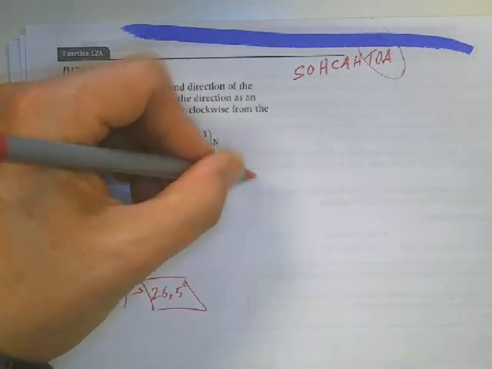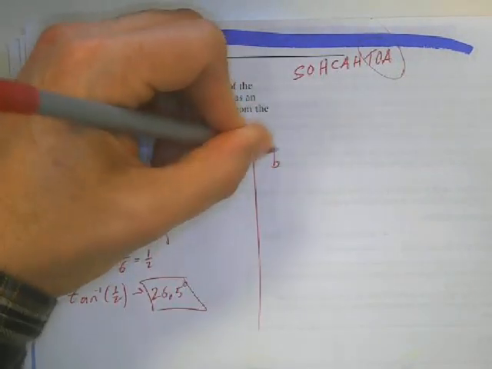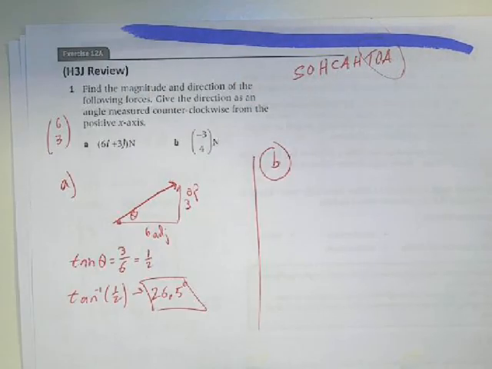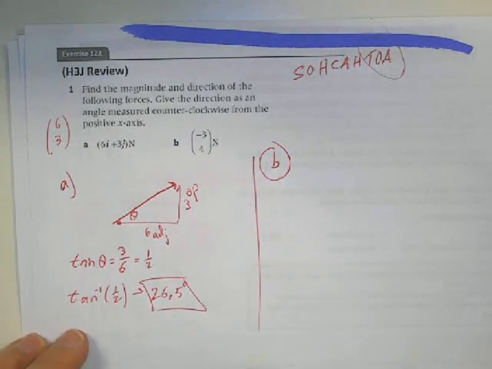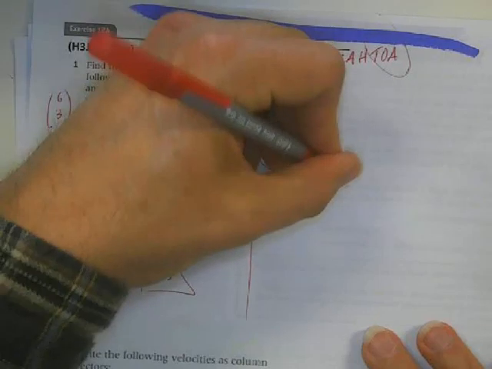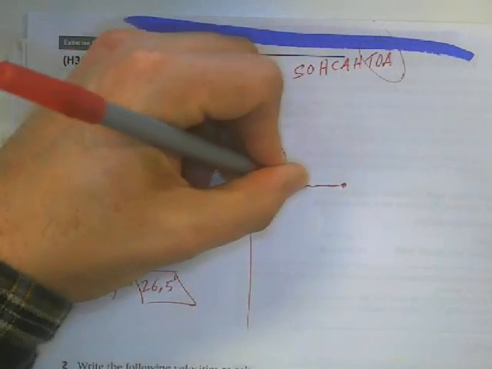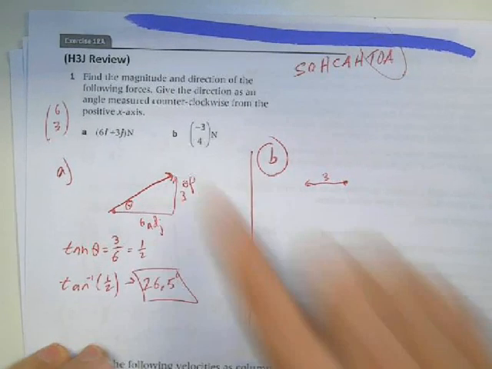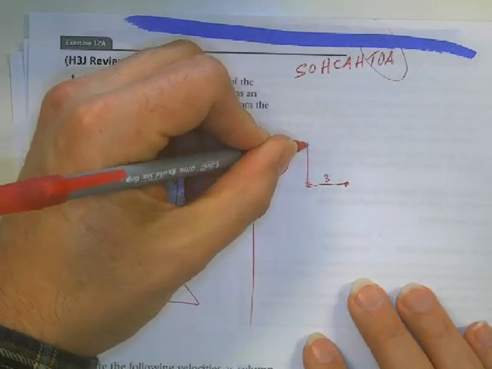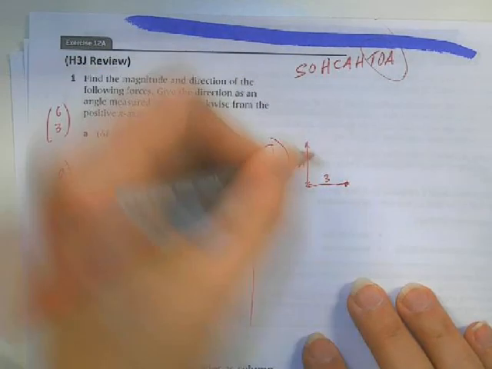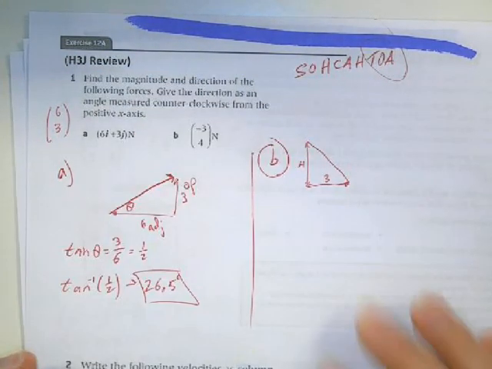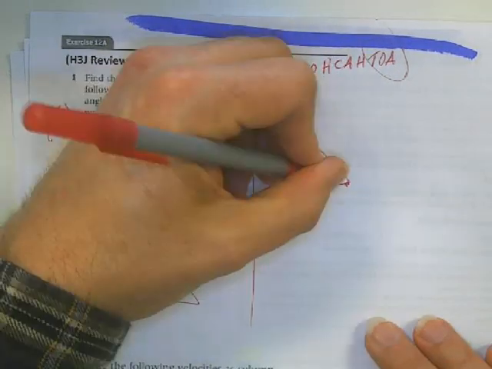Okay, let's do question B. Okay, so hit pause anytime you need to. Okay, question B. In the x direction, I'm going -3. In the y direction, I'm going up 4. And I'm going to call this alpha.